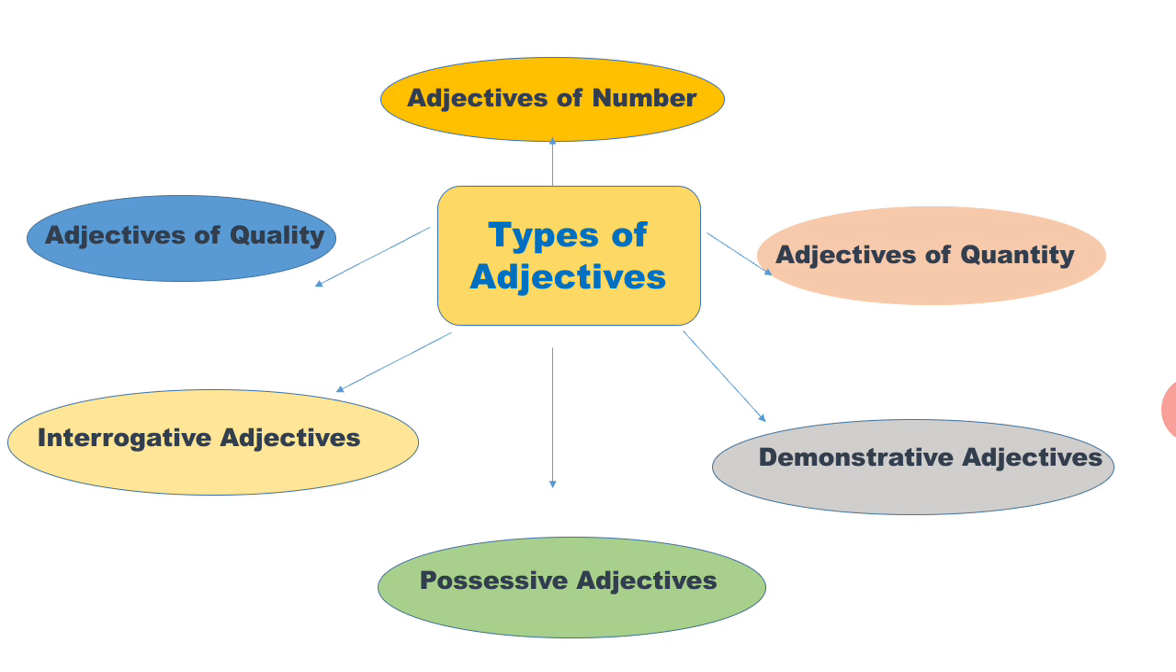Now we will see the types of adjectives. There are various types of adjectives, but we will focus on 6 types: adjectives of quality, adjectives of quantity, adjectives of number, interrogative adjectives, possessive adjectives and demonstrative adjectives. So these are the 6 types of adjectives that we will focus on.